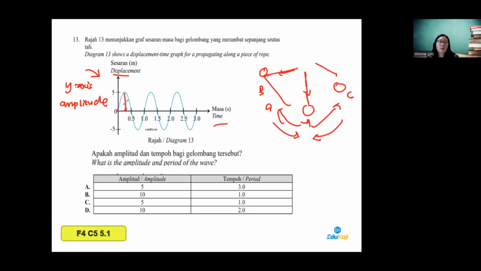So for amplitude, no problem. You just get this, which is how much? 5 meter. But period is 1 cycle, which means you start from 0 and end at 1. Or you start from a crest and end at the crest. You start from a trough and end at a trough. So any 2 points which are in phase. Obviously our period is actually 1. So amplitude is 5, so this one is not correct. And this one is 1. Therefore, your correct choice will be C.